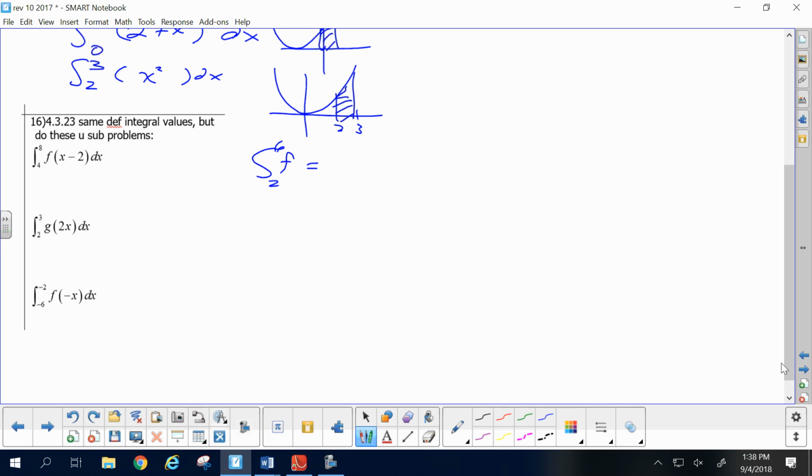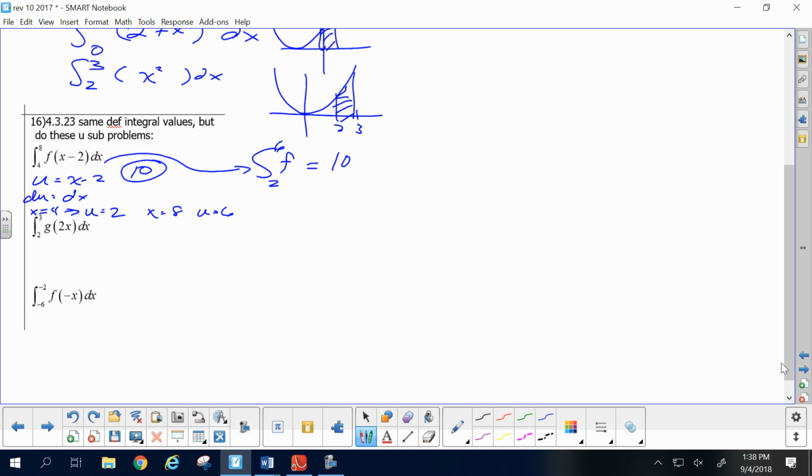All right, so what's your u sub here? You use u sub when you have a function within a function. So you'd like u equal x minus 2. Therefore, du is dx. That's cool. But the limits change. If x is 4, that would imply that u is 4 minus 2, or 2. And if x is 8, that would imply that u is 8 minus 2, or 6. So this is 100% equivalent to that, and therefore it's 10.